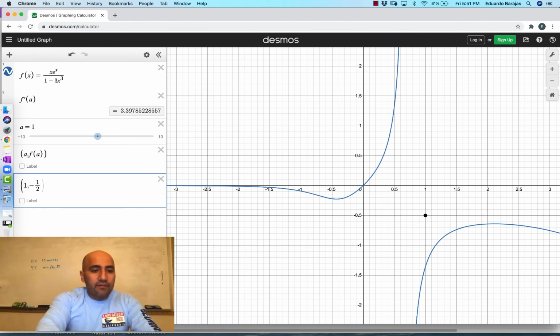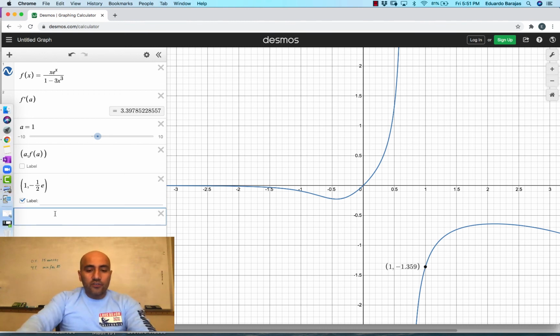Negative 1/2 e. Okay, good. So it is on there. And then if we approximate it, it is negative 1.3591, I think we got. Okay, so that's the point we're interested in. And we're looking for the equation of the line that's tangent at that point.